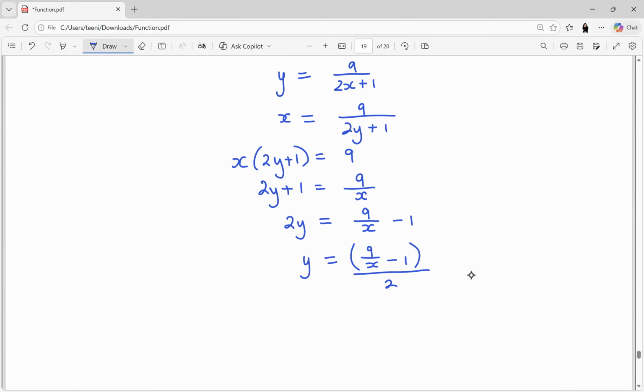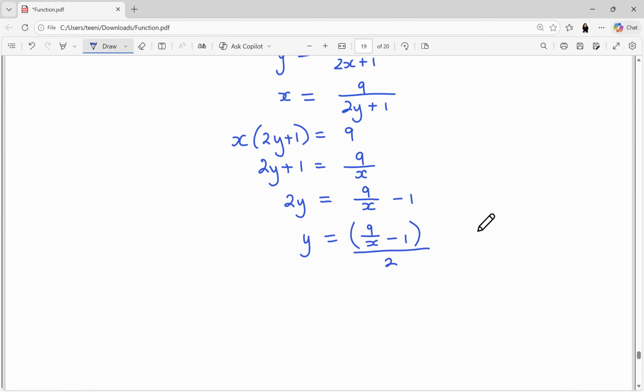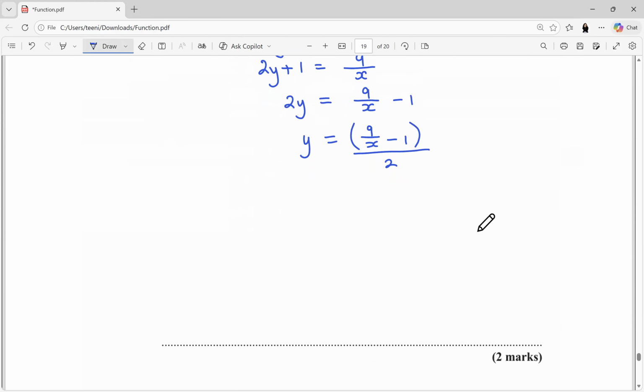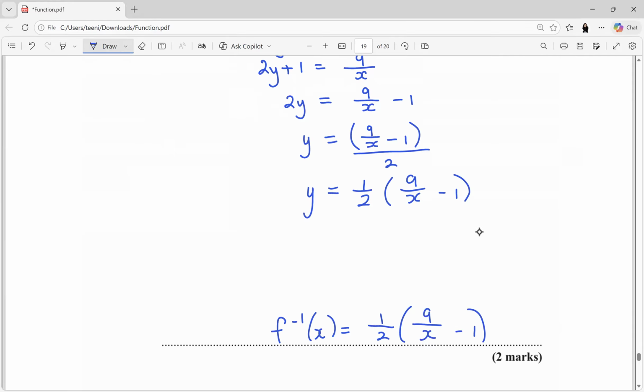That's a nicer way to write this, for sure. The nicer way will be 2xy plus x. Now, this is how you have to do it. So that's your inverse, right? 9 over x minus 1 all over 2. Or you could write it as y is equal to a half by 9 over x minus 1. It's the same way. So f inverse x is 1/2 of 9 over x minus 1.